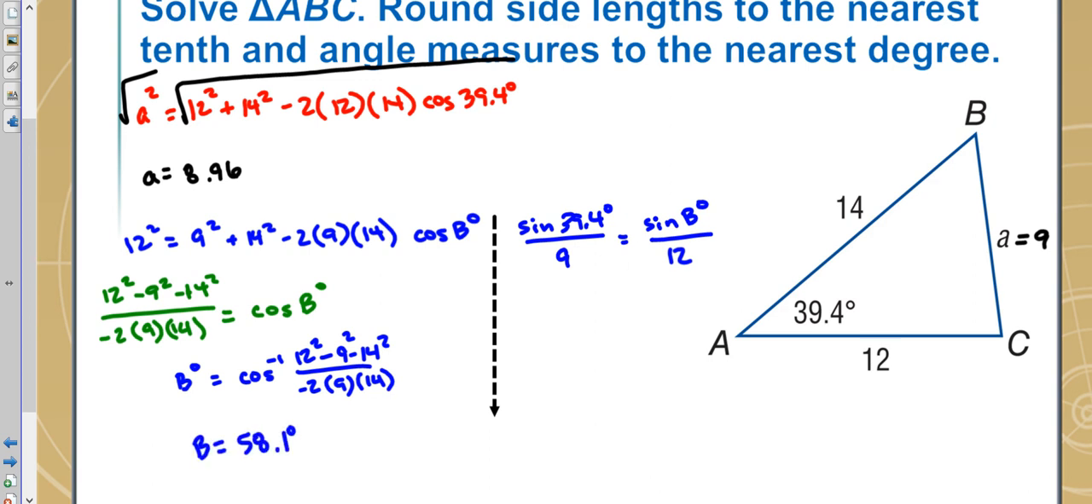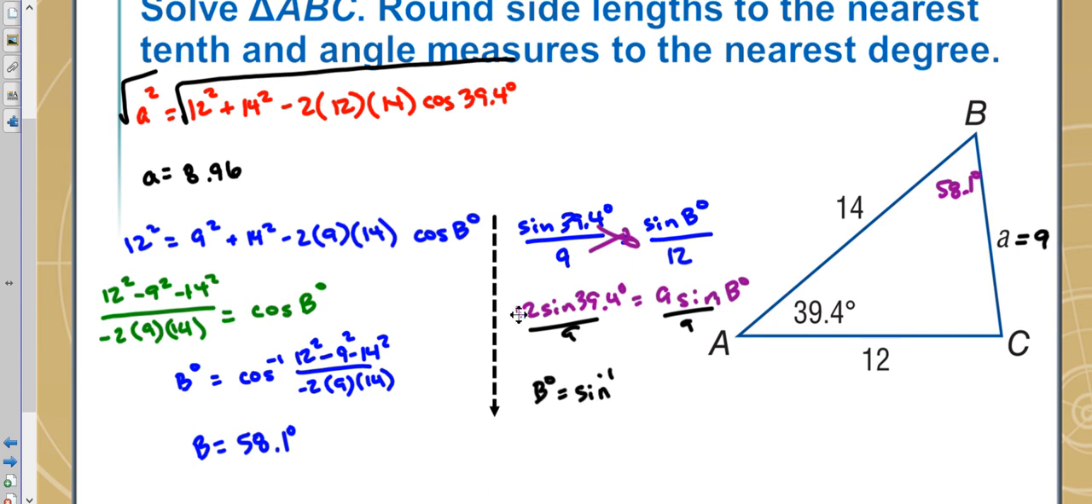Now, if you wanted to use law of sines, you would have had this. Remember, we would have cross multiplied and divided. So we would have had that times that. So we would have 12 times sine of 39.4 degrees equals 9 sine of B. And again, what I'm doing is affirming that this really is 58.1 degrees, showing you could do either technique. And finally, you divide by 9. After we divide by 9, we would then do the inverse to get B by itself. So B equals sine inverse of this, which is 12 sine 39.4 degrees, all divided by 9.